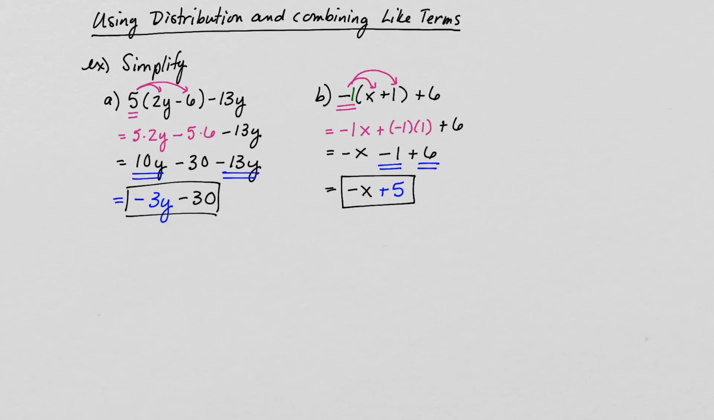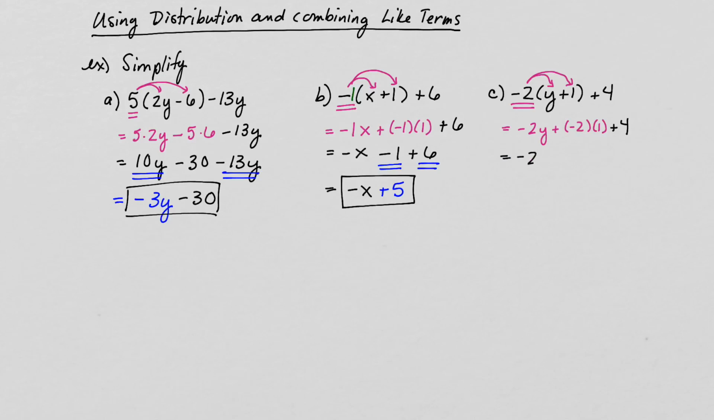We'll do one more just to make sure we got it. What about here? Negative 2 times y plus 1 plus 4. Again, the negative 2 is out front here. It's going to go to that first piece and to that second piece. So we're going to end up with negative 2y plus negative 2 times 1, and then we're going to have that plus 4.